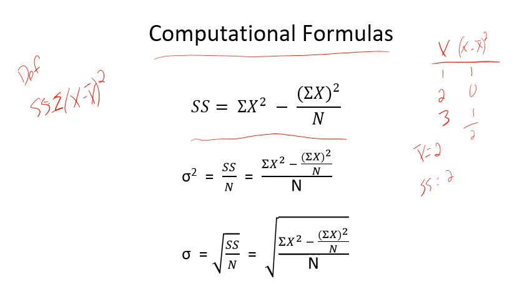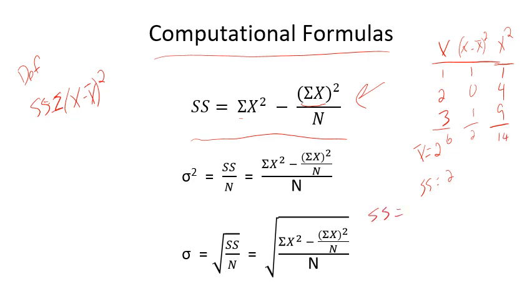But there's actually another way to calculate this. We can calculate it using this formula here. To do this, we need to get our sum of x, which is 6. And we need to square each x value. Squaring each x value is easier to do than taking each value from the mean and squaring it. So we've got 1, 4, and 9, and we sum those together. So we get 14.